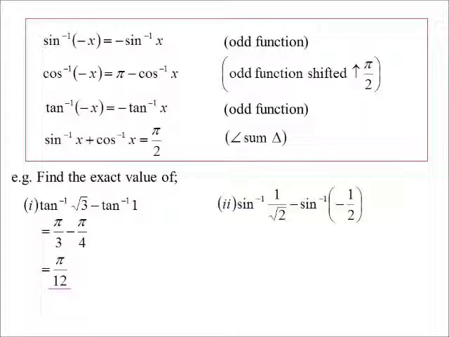Inverse sine of 1 on root 2 minus inverse sine of minus a half. Pi on 4 minus, the inverse sine of minus a half is minus pi on 6. Inverse sine gives us negative acute angles. The other way we could have done that is we could have looked at our relationship up here. Inverse sine of minus x gives us minus the inverse sine of x. So 5 pi on 12.